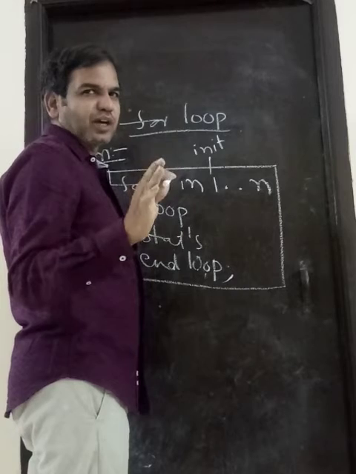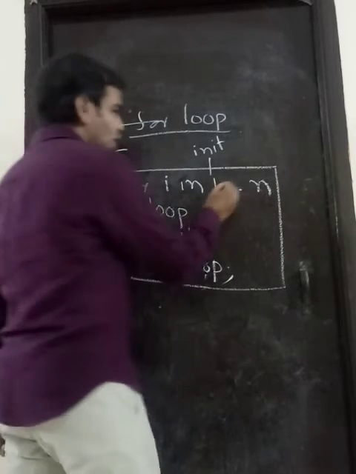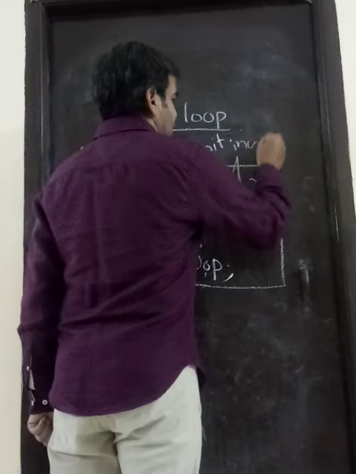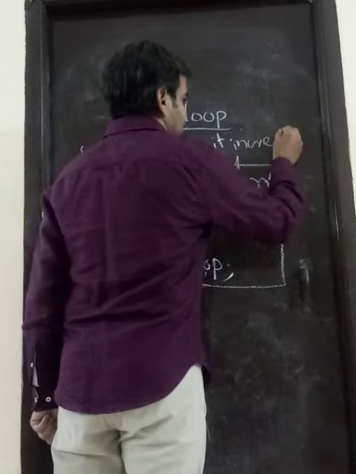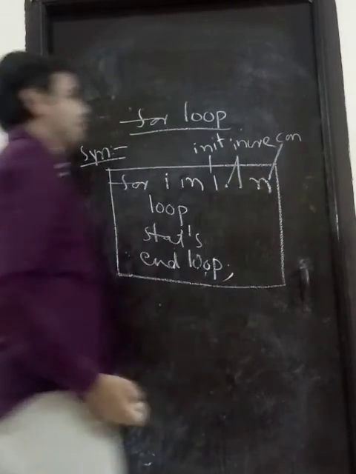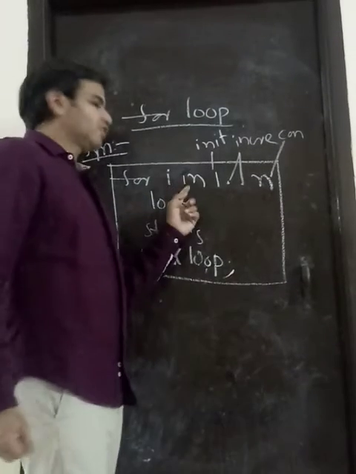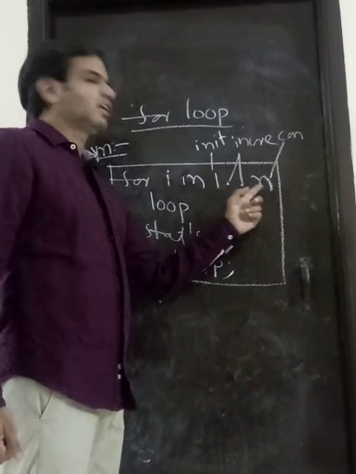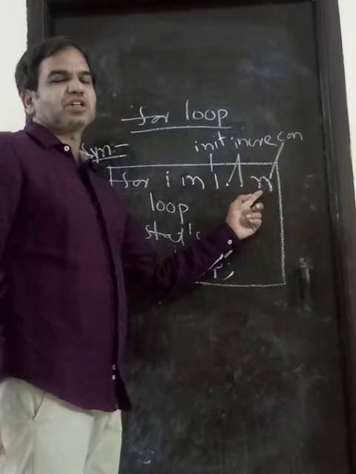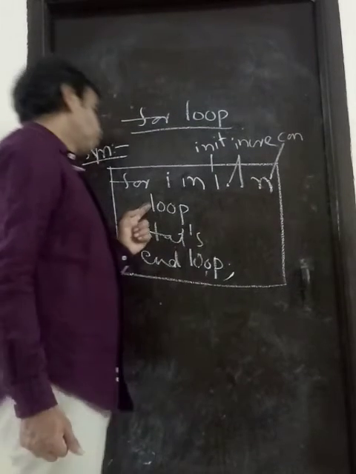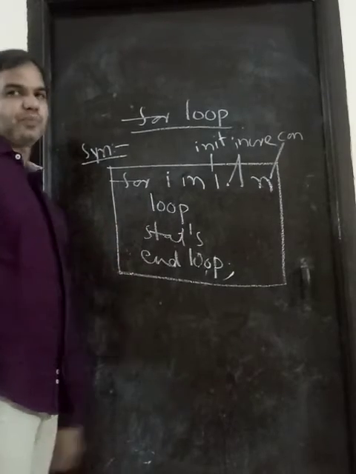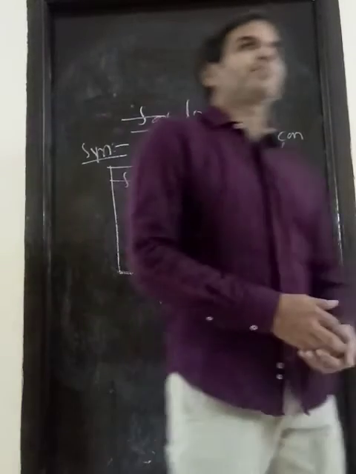Compulsorily we should take only 2 dots. The 2 dots indicate increments. N means check the condition, up to the given number. This is the syntax: I in 1 is initialization, 2 dots means incrementation, and n means check the condition up to the given number. Then loop. Here we are executing statements. Okay, we will see one program.